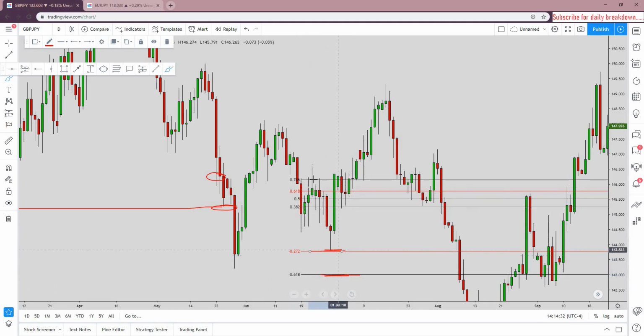But overall target 1, and it's the reason for which it is in red, will be at the minus 27 of the previous leg, because it is the first support area, or resistance area if it was a push to the upside, that the market will encounter when it starts the new impulse.